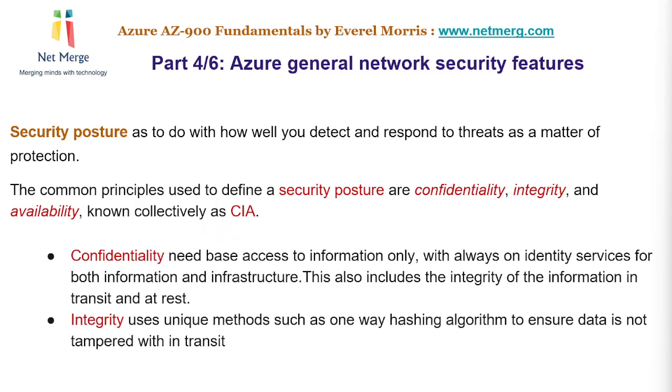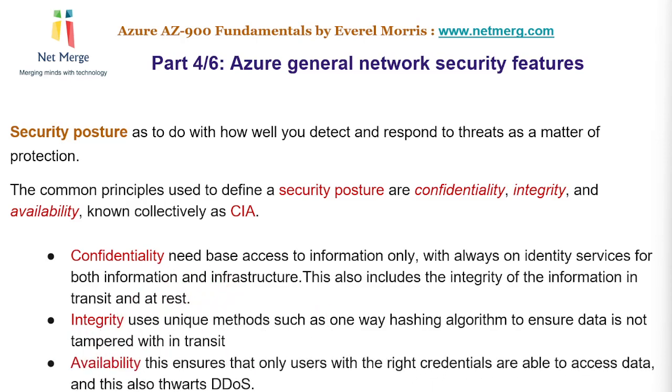Now, the next one we want to talk about is integrity. Integrity uses unique methods such as one-way hashing algorithms to ensure data is not tampered with in transit or when it gets to the final destination as well. Next, we want to look at availability, and this ensures that only users with the right credentials are able to access data, and this is also actually a plan or a scenario that you could use with a distributed denial of service attack as well.